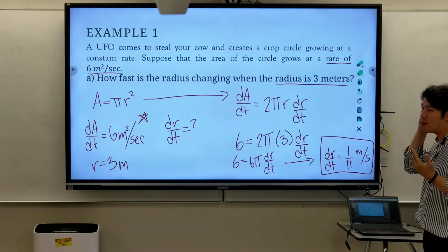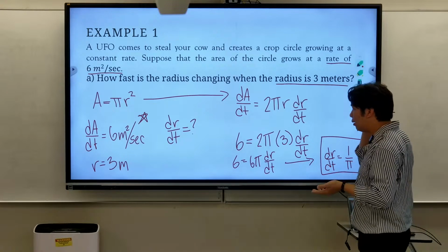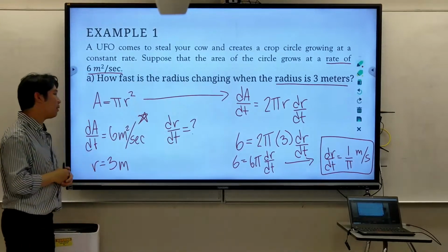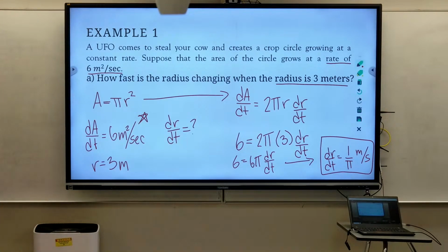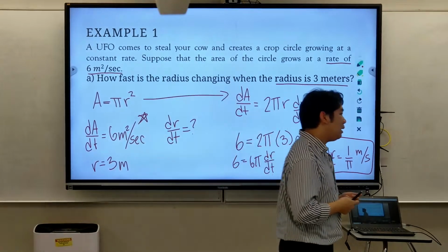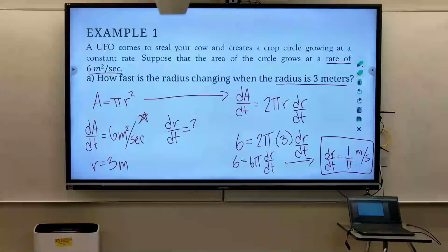I was looking for rates, not these A and R, for example. All right, so we have part A complete. You can now calculate how fast a crop circle is growing radius-wise. Any questions about how I did this part A?